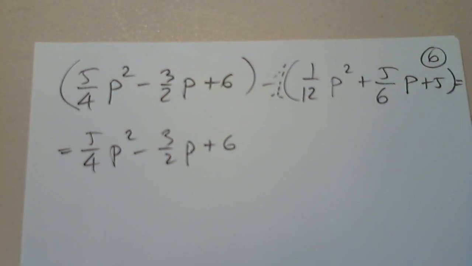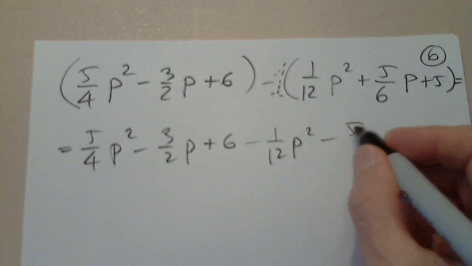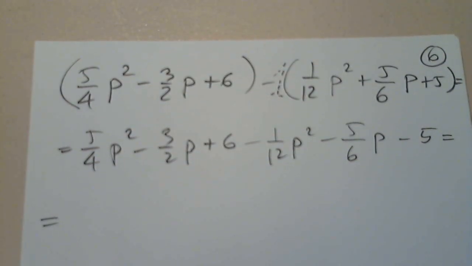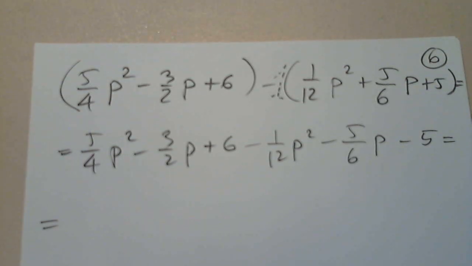Okay, minus 1/12p squared minus 5/6p minus 5. Excellent. By simply inspecting this visually, this polynomial, what degree do you think it has? Because that's where we have to start. We have to start with a degree always. The degree is 2. Very good. Awesome. That's where we have to start.